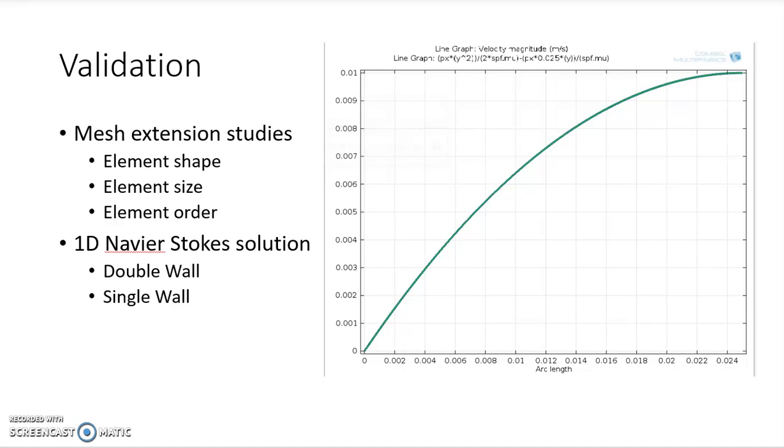Validation also included comparison of the flow to a one-dimensional Maple model solution of the Navier-Stokes equations. This validation included comparing to when both top and bottom walls were true no-slip condition walls, and when the top wall was slipping, as was previously discussed, for the true model.